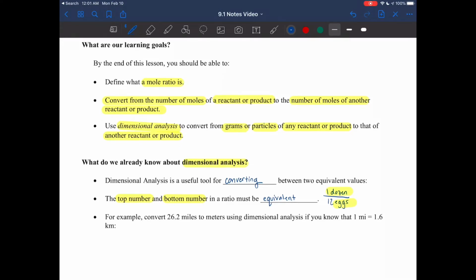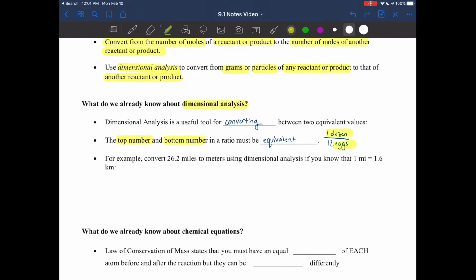So let's try practicing this problem here. And if you feel like you got it, try it without looking at the video. If not, here we go. We want to convert 26.2 miles to meters using dimensional analysis, just knowing that 1 mile is equal to 1.6 kilometers. So we already have a conversion factor. We know what we're given, 26.2 miles, and we know we're being asked for meters.